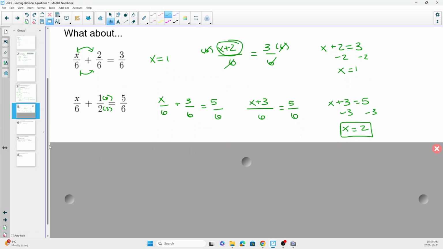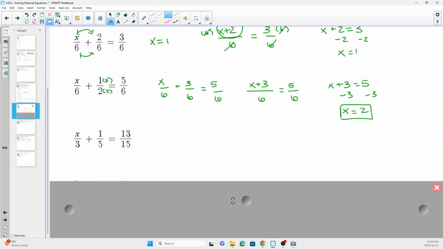Okay, so we've got 2 more here. What happened here is I was able to just change one of the fractions to make it have a common denominator with the other fraction. Here I can't do that. There's nothing I can multiply 3 by to easily turn it into 5.